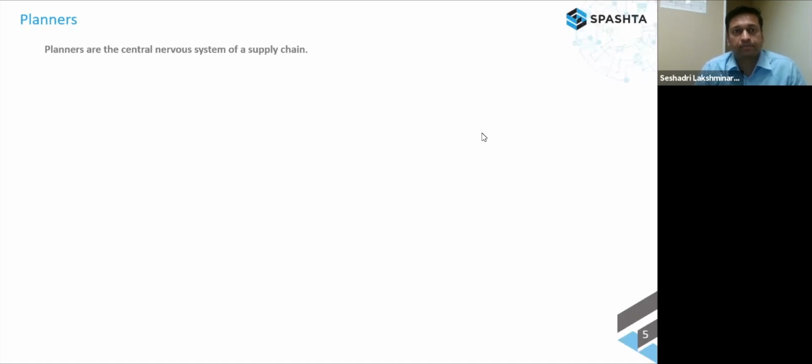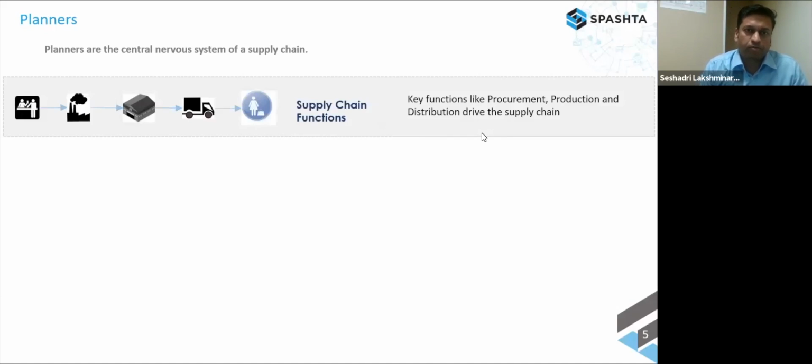It's like any organism's central nervous system. If it doesn't work well, how does it affect the organism? Quite badly. Doesn't matter if it has limbs and organs, the controlling power is lost. So it's increasingly becoming a very important function in a supply chain.